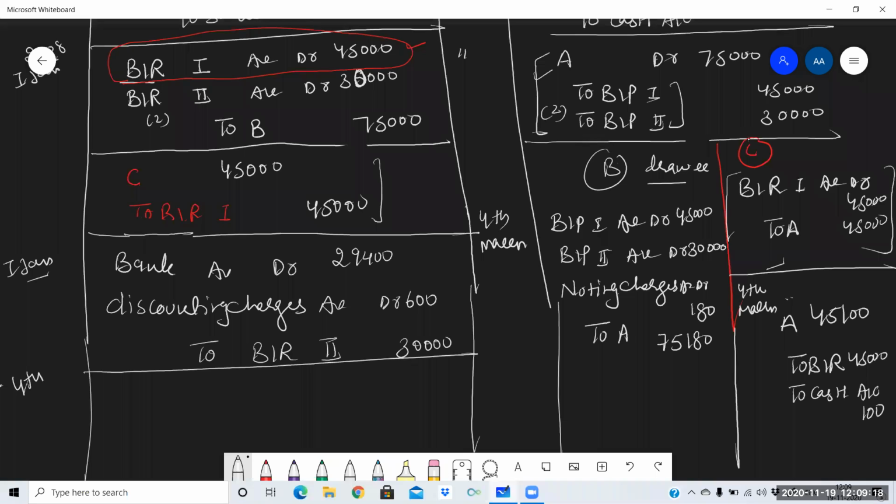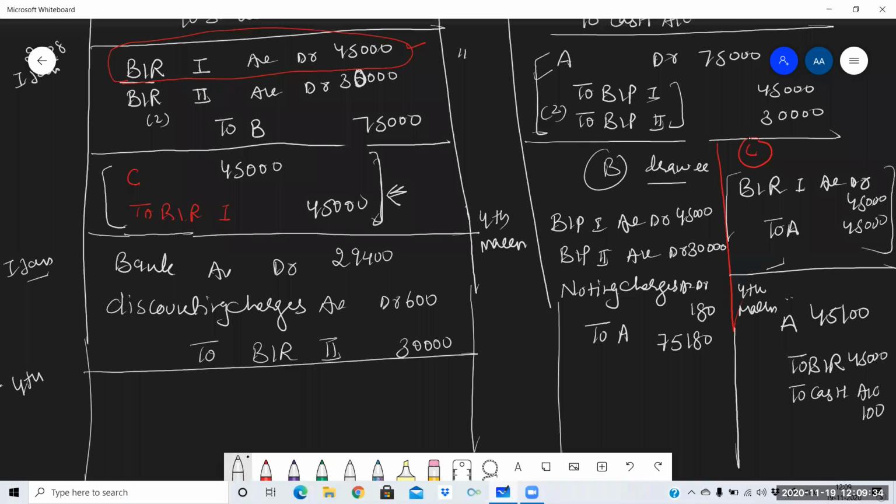Tell me, what entry will be passed? Dishonor of endorsed bill. This was the bill endorsement entry. So, what will be the entry for dishonor of endorsed bill? For A, who is drawing?